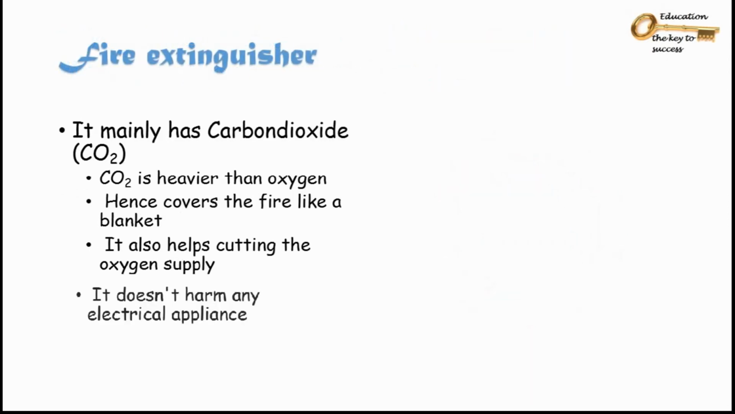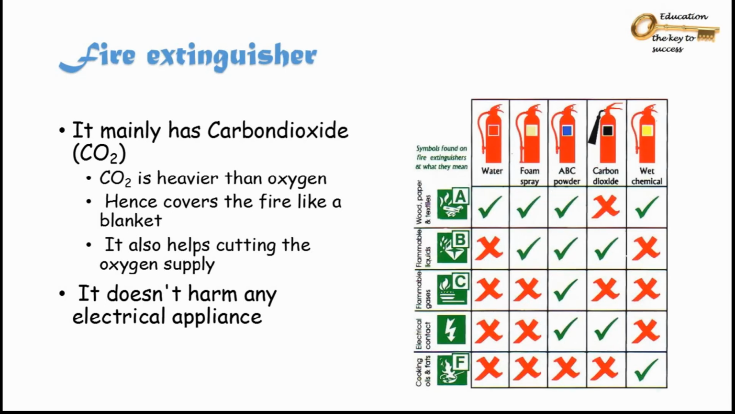Fire extinguisher. It mainly has carbon dioxide. Carbon dioxide is heavier than oxygen. Hence, it covers the fire like a blanket, cutting off the oxygen supply, and it doesn't harm the electrical appliance nor the person who is trying to douse the fire.